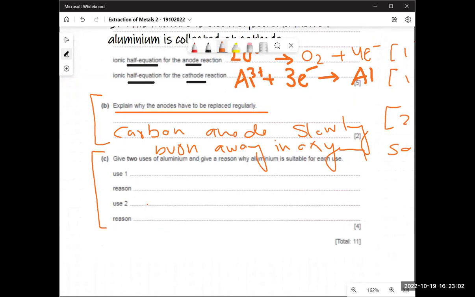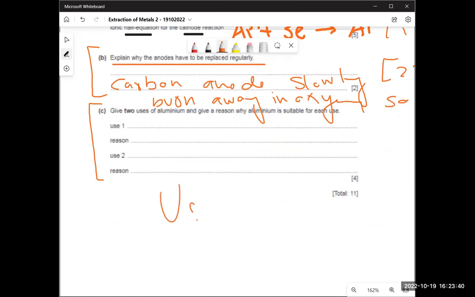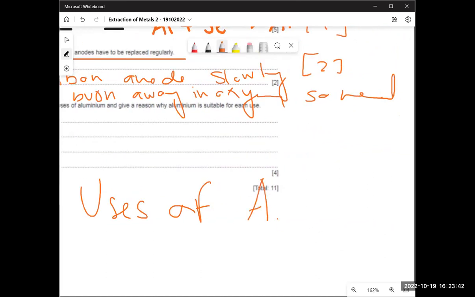Give 2 uses of aluminium and give a reason why aluminium is suitable for each use. Each use. All right. Now this is chapter number 15, or I think 14 or 15, with alloys and metals. Please read the uses of aluminium metal quick. Lula, if you have the notes, or Diana, or Zahra, Safa, read the uses of aluminium and tell me. Uses of aluminium metal.